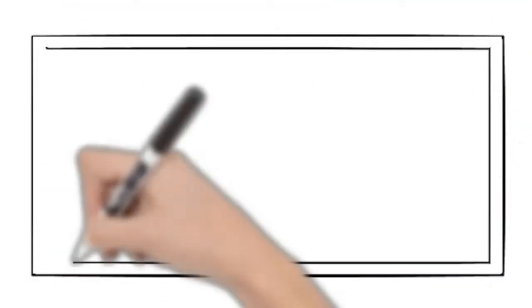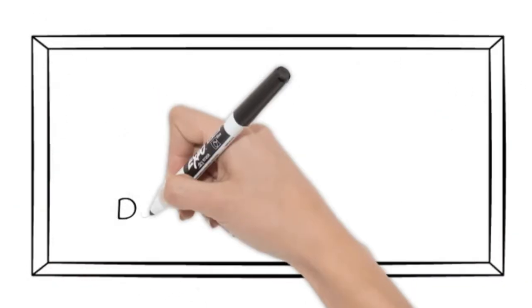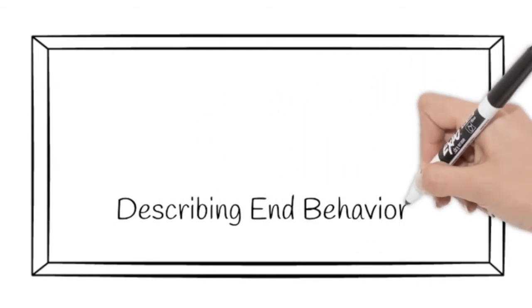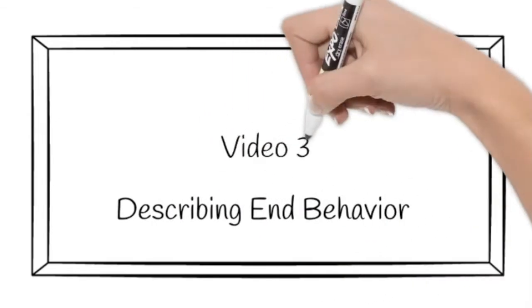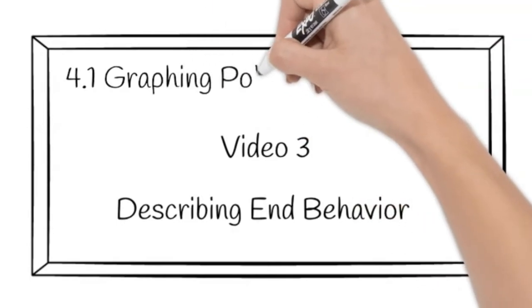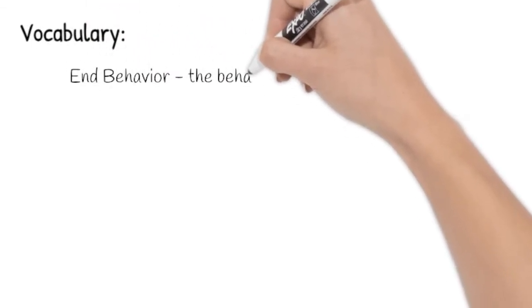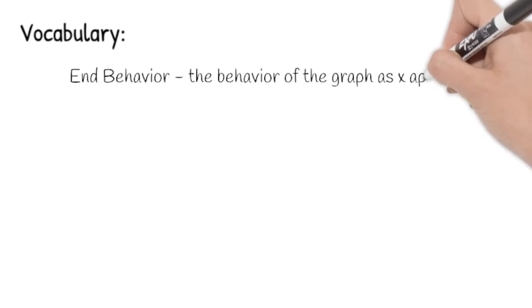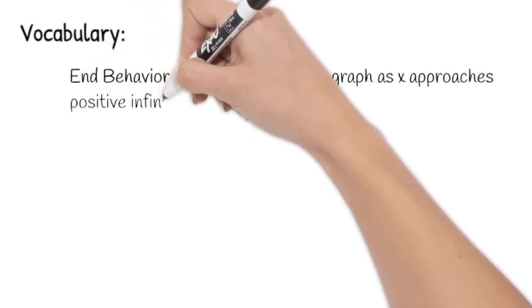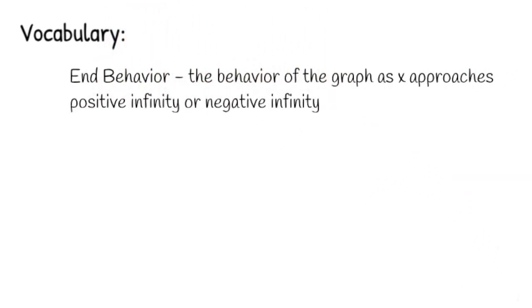This is 4.1, and now we're talking about the end behavior of polynomials. So this will be video number 3 of 4.1, graphing polynomial functions. Okay, so the vocabulary that we need to discuss is what is end behavior. It is the behavior of the graph as x approaches infinity or negative infinity.